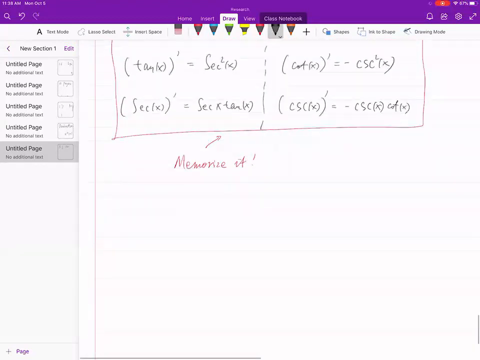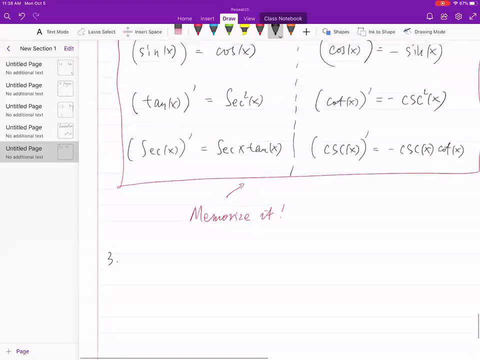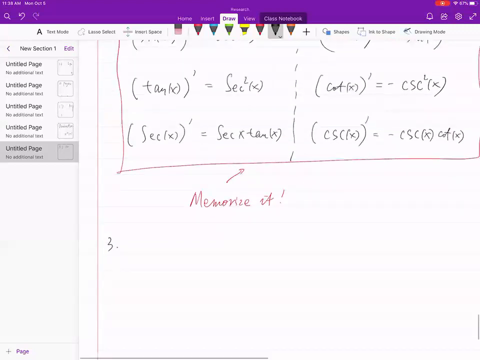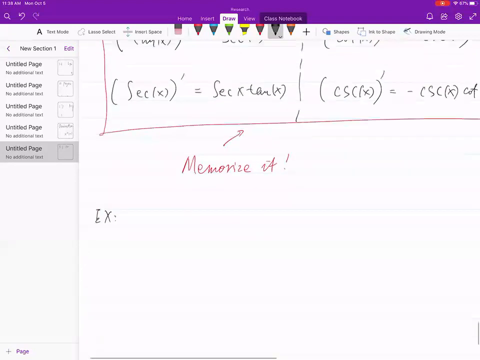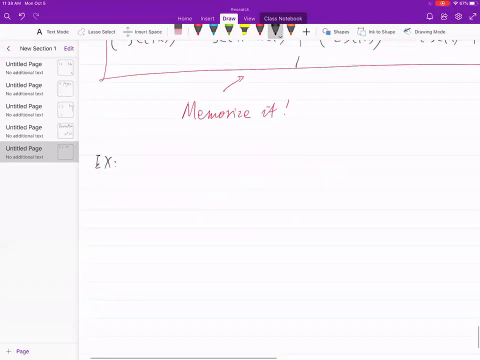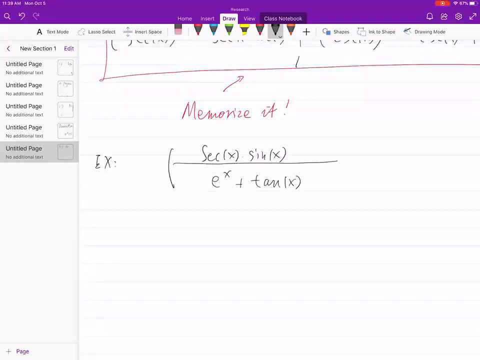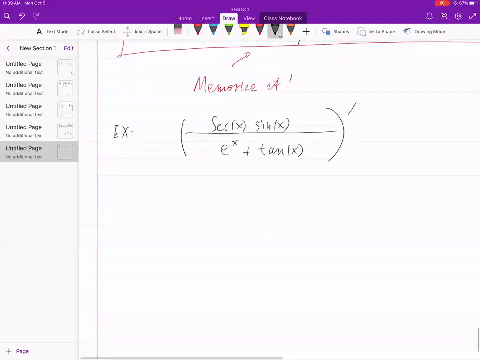We have 6 of them, but basically 3 formulas and then 3 corresponding formulas, which you can deduce by yourself. Now let's just look at some examples. The first one, try to find the derivative of secant x times sine x divided by e to the x plus tangent x, prime. That's the first exercise.